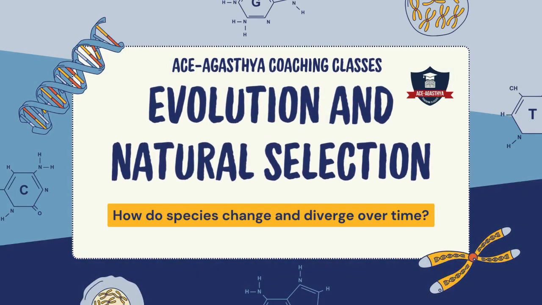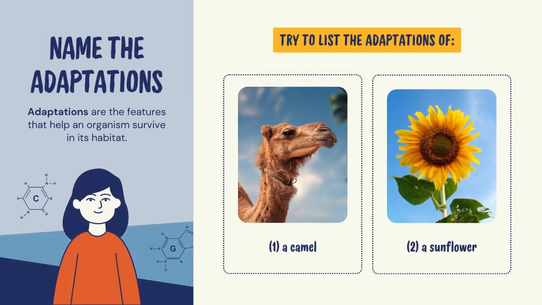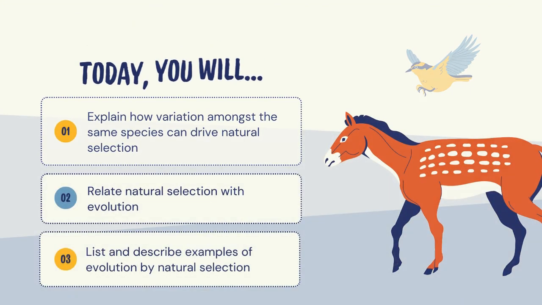Today's topic is evolution and natural selection. How do species change and diverge over time? Let's explore how small variations, survival challenges, and natural processes shape the incredible diversity of life on Earth.